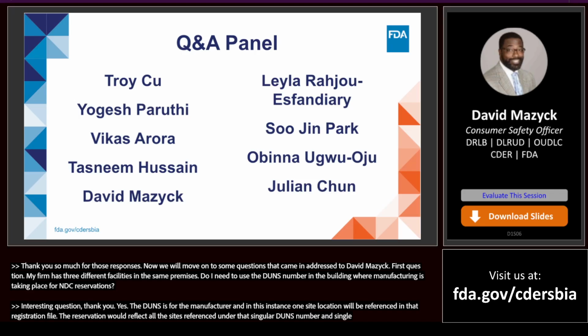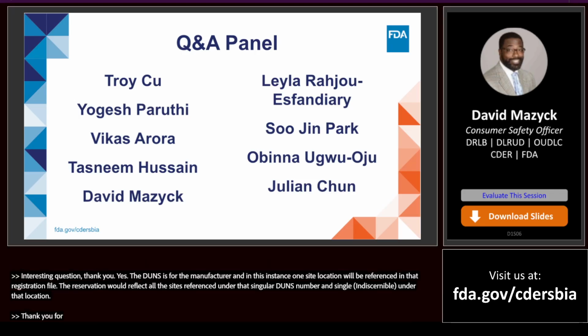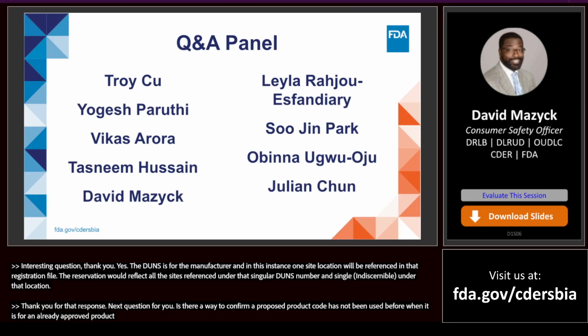Next question is for you as well. Is there a way to confirm a proposed product code has not been used before when it is for an already approved product that is adding a new strength or dosage form?